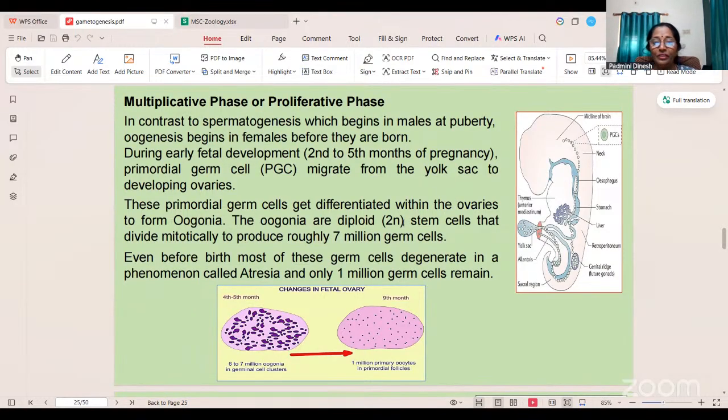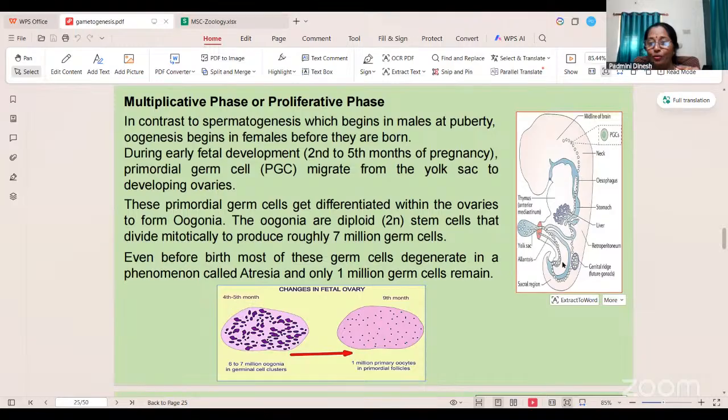And these oogonia, which have a diploid number, have to divide mitotically to produce 7 million germ cells. Now, mind you, the 7 million germ cells are being developed when the fetus is still forming in the mother. That is, when the fetus is in the 4th to 5th month, you have 6 to 7 million oogonia.